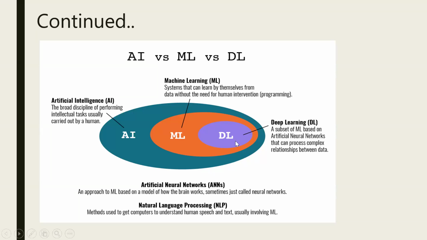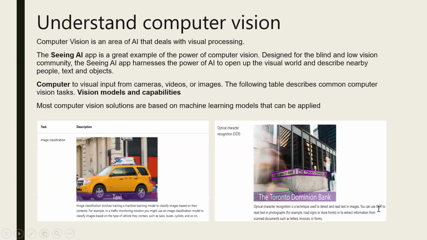And internally, within the ML model, we have a subset called deep learning. It is a subset of ML based on artificial neural networks. Whenever we have multiple complex data, to process the relationships in that data we use deep learning inside ML. This is the major difference between AI, ML, and deep learning.